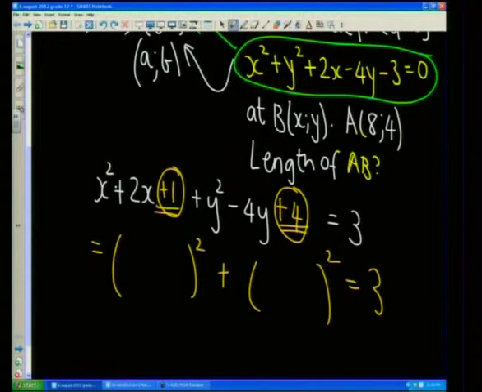Now, the equation was in white. I've added the 2 yellows, so that gives me 5. So I've got to balance it on the right-hand side, and I've got to add 5 as well. What I've done to the left, I'm doing to the right. I've got to add the plus 5 here as well.